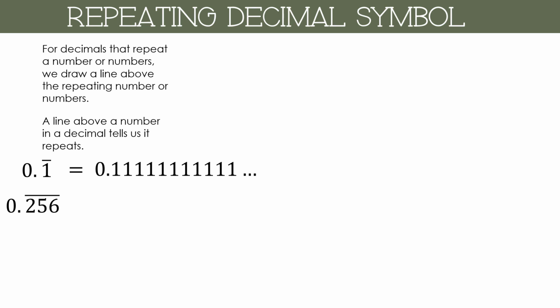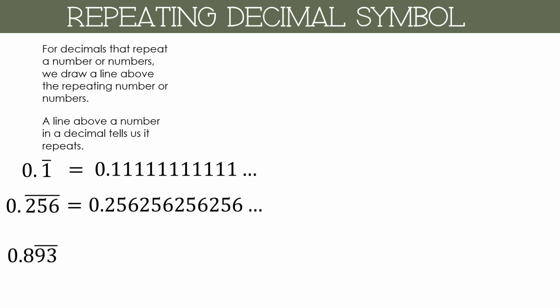Let's look at another example. 0.256. You're going to notice that 256 has a line over it. That means 256 just repeats on and on and on and on. 256, 256, 256, and so on. In this one, 0.893, only the 9 and 3 have a line above it. That means the 8 is there, but then 93, 93, 93, 93, and so on repeats.